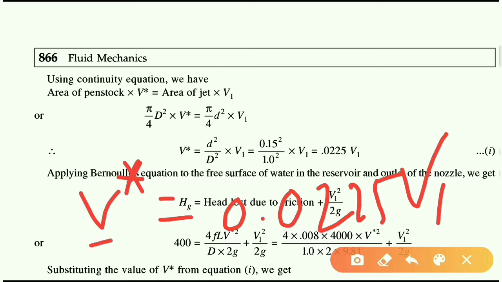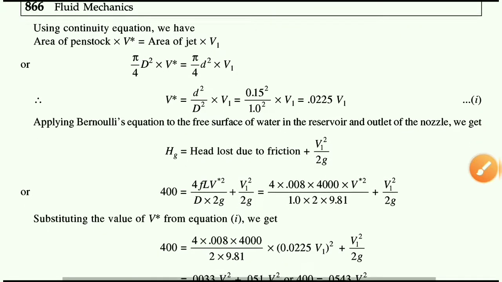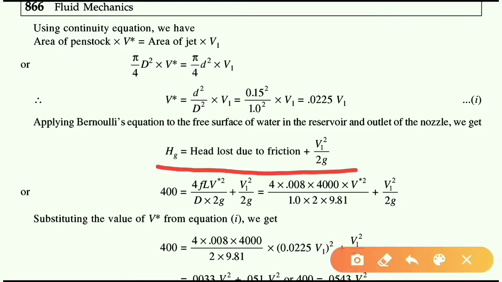So instead of V star, we can replace 0.225 V1. Now if you apply Bernoulli's equation to the free surface of water in the reservoir and the outlet of the nozzle, these are the two sections to which Bernoulli's equation is applied. You can say that the gross head is equal to head loss due to friction plus V1 square upon 2g.